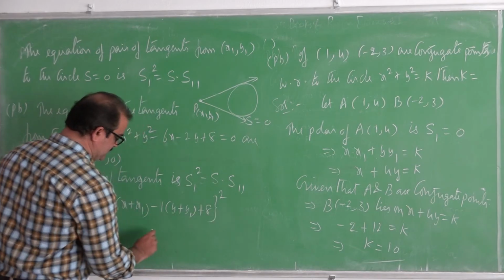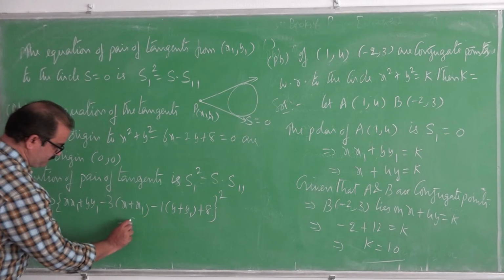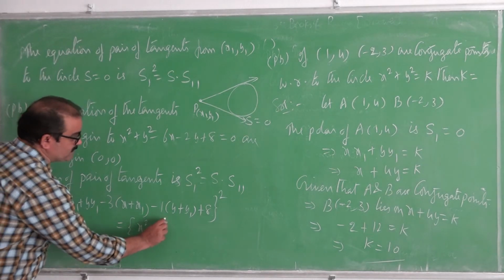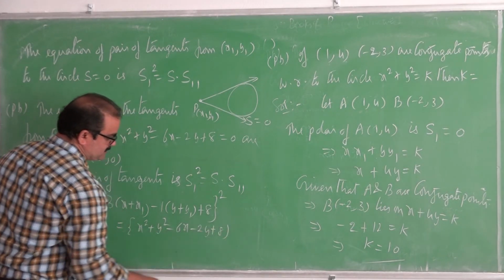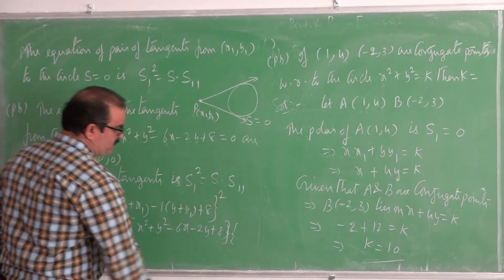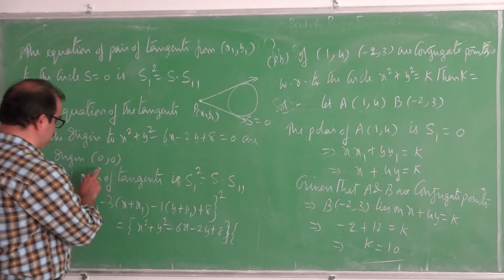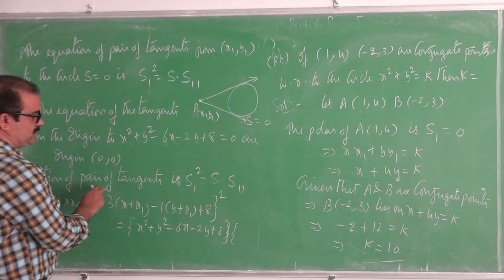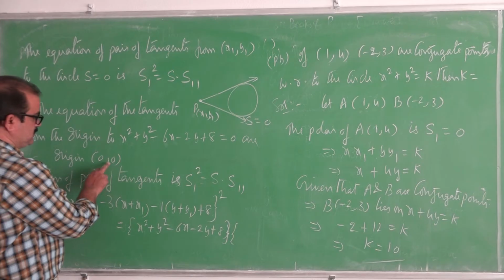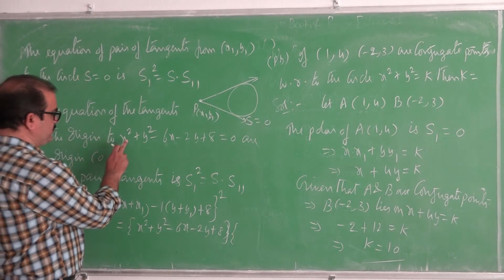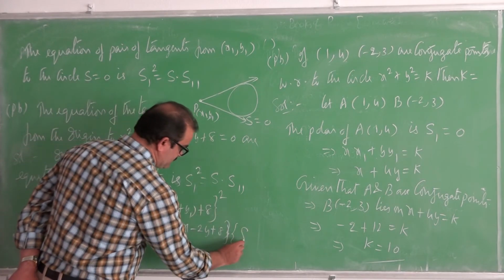S1 square is equal to S into S11, where S is the given circle, x square plus y square minus 6x minus 2y plus 8. S11 means substitute that point directly in the circle. What is the given point? x1, y1 is 0, 0. Substitute this point in the circle. We get 0 plus 0 minus 0 minus 0 plus 8, so 8.